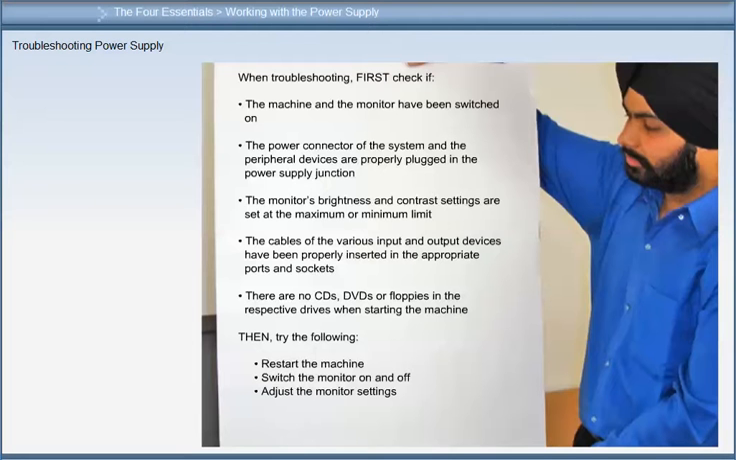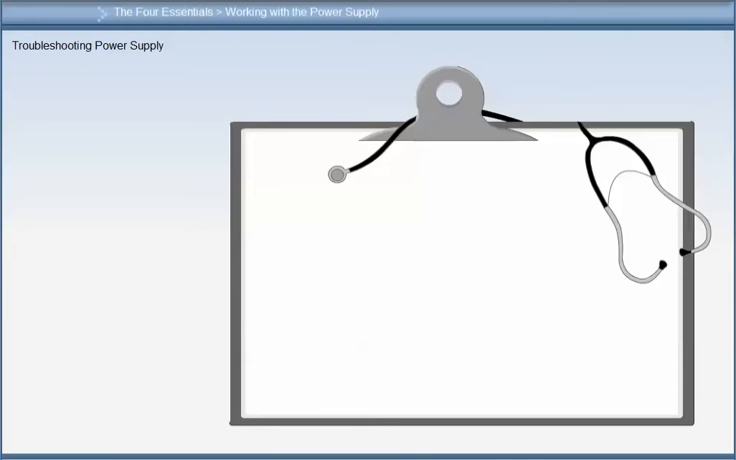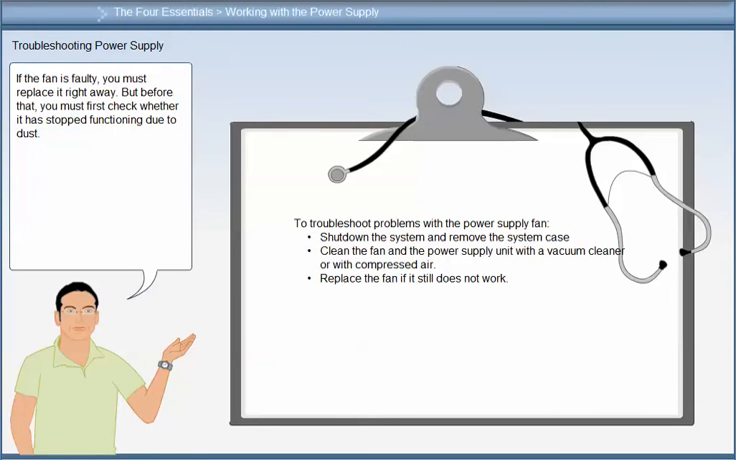Then try the following. Restart the machine. Switch the monitor on and off. Adjust the monitor settings. If the fan is faulty, you must replace it right away. But before that, you must first check whether it has stopped functioning due to dust.